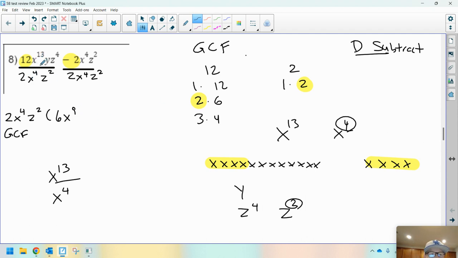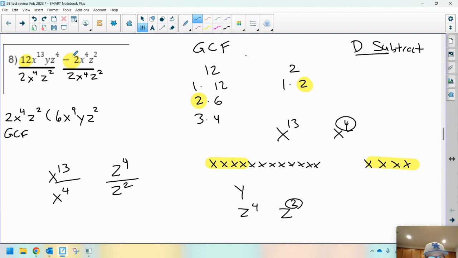13 and 4, they want you to divide those exponents, but you really have to Nintendo DS them. They want you to divide, but you subtract. This y, I don't have a y that we're dividing by, so I have to bring down the y. Z to the fourth divided by z to the second, we subtract 4 minus 2, and we get z to the second power.